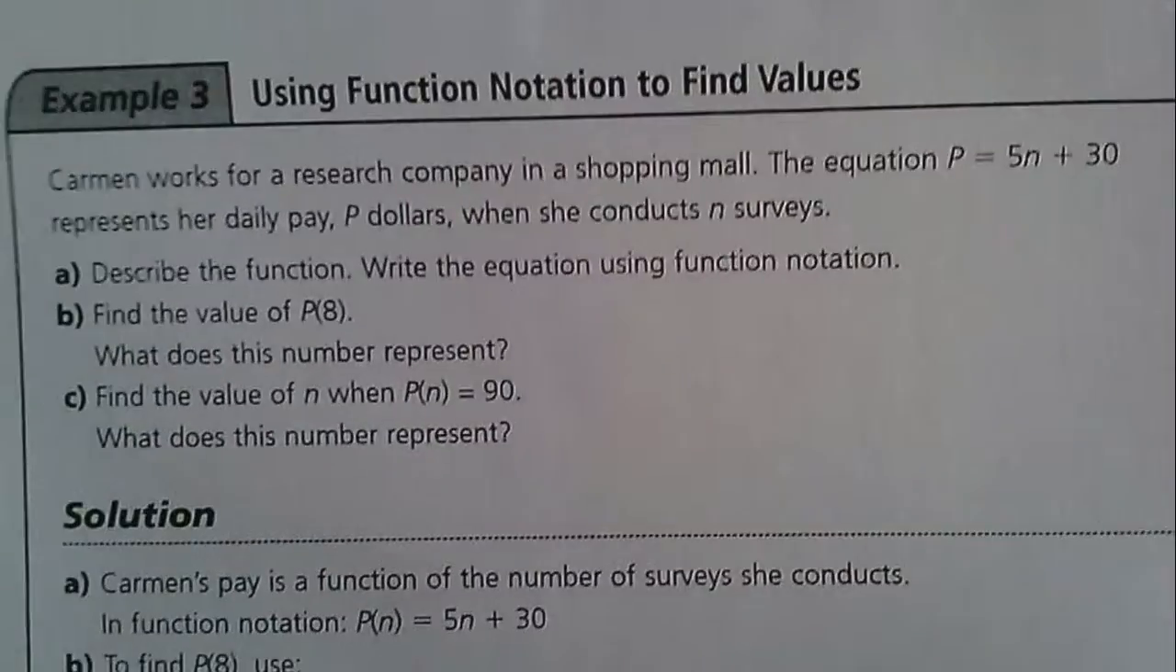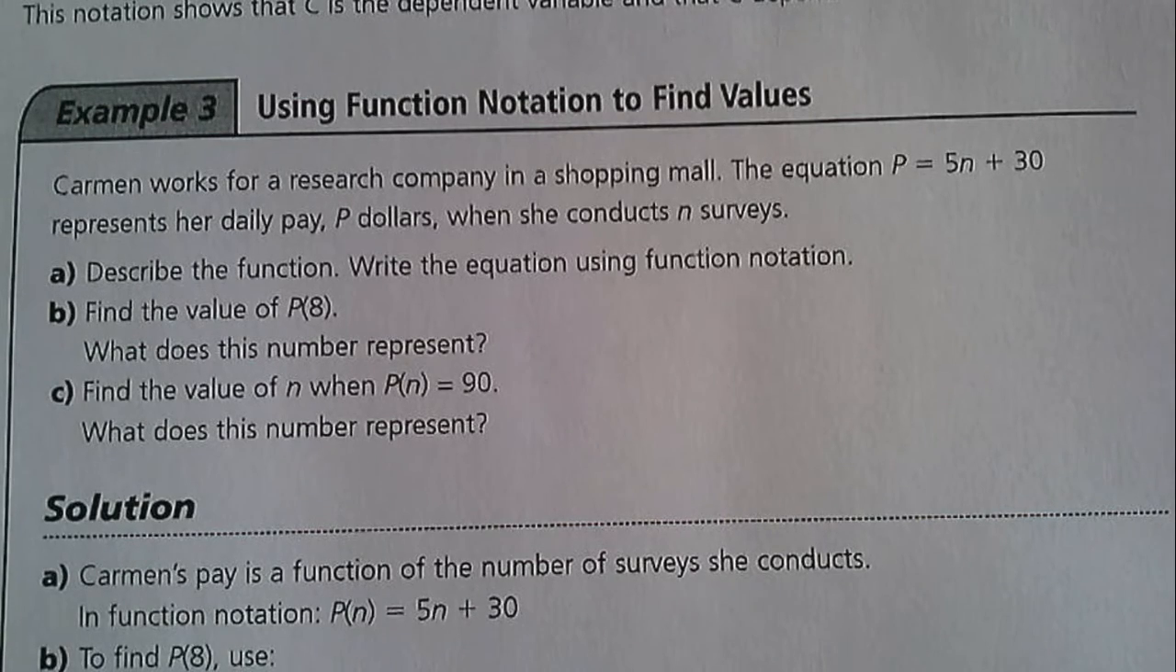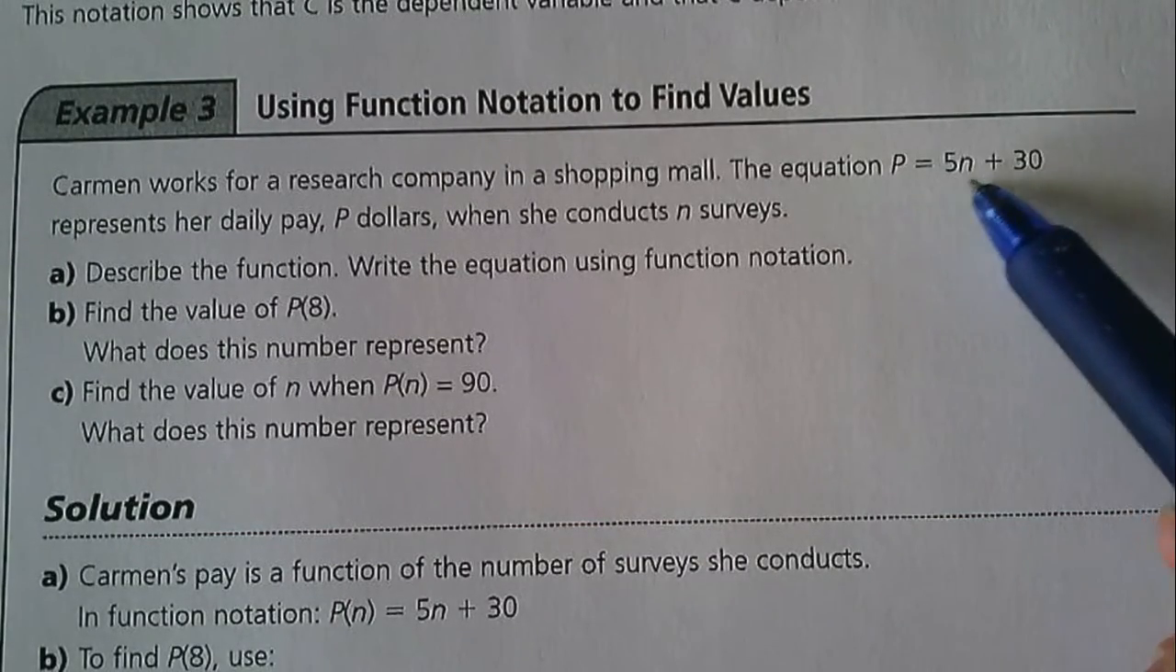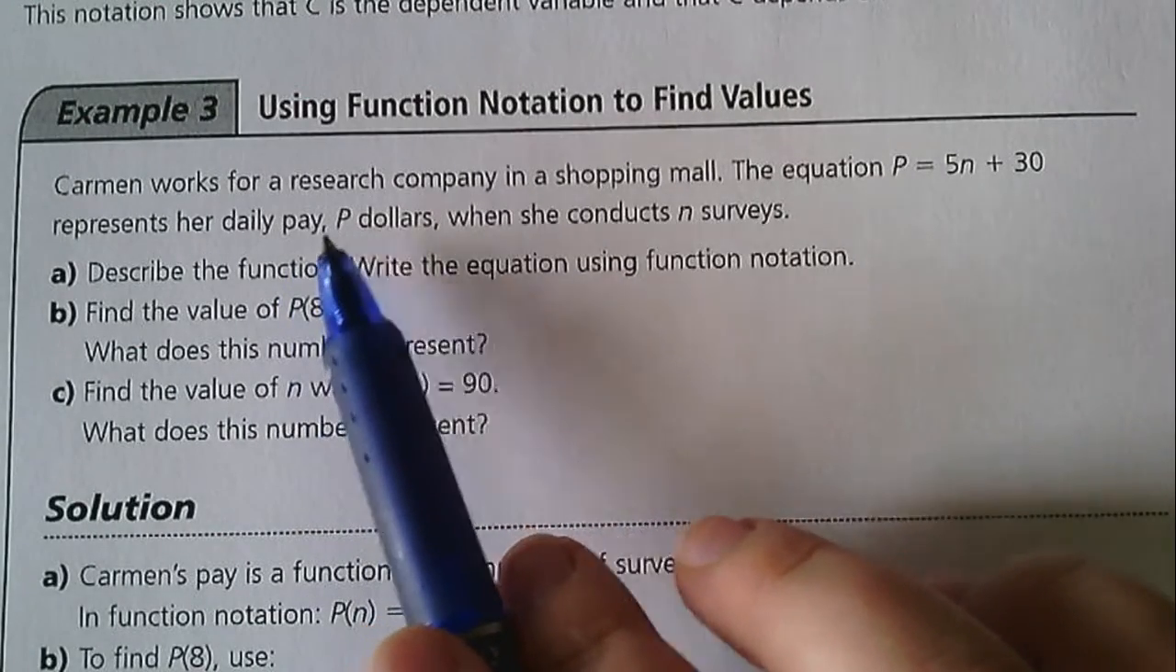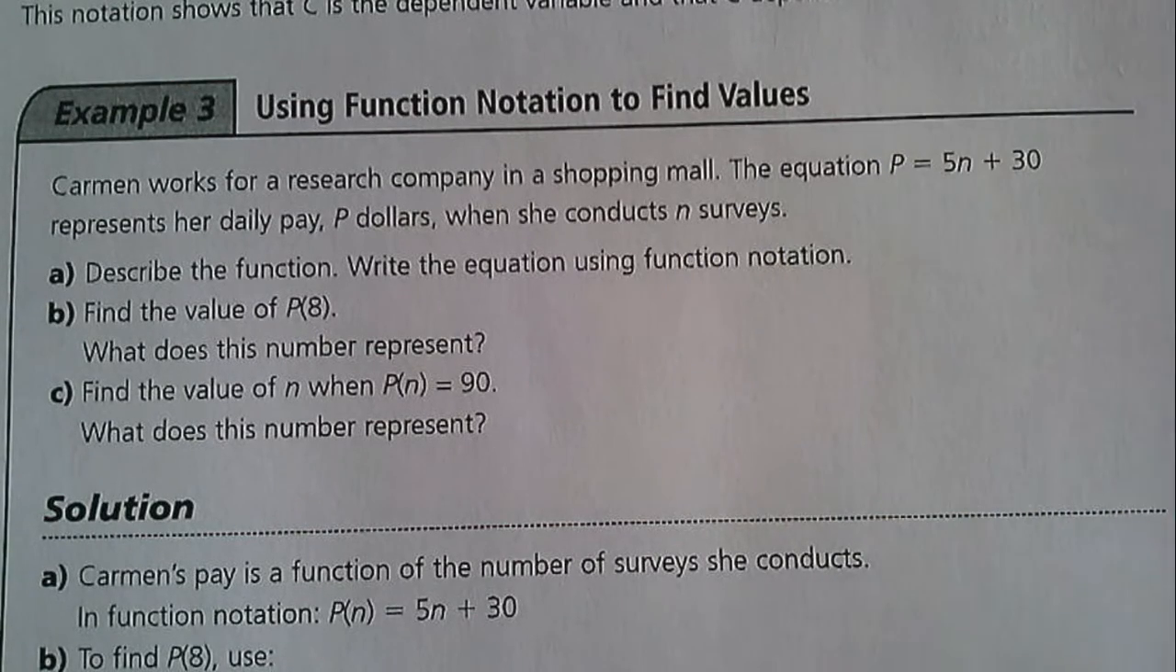And the last example I'm going to show you here is very similar to that skill builder that we did right at the very beginning of the lesson. So this example here says using function notation to find values. So we're going to talk a little bit down here about what function notation exactly is and how to use it. So it says here, Carmen works for a research company in a shopping mall. The equation P equals 5n plus 30 represents her daily pay, capital P in dollars, when she conducts n surveys. So the n is looking at our number of surveys. So it says describe the function and write the equation using function notation.